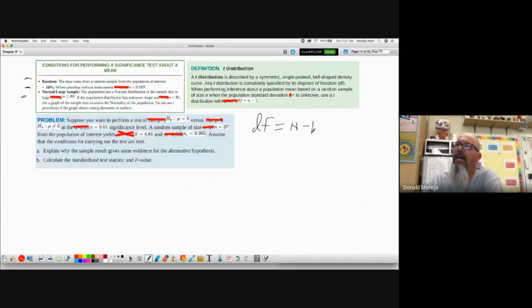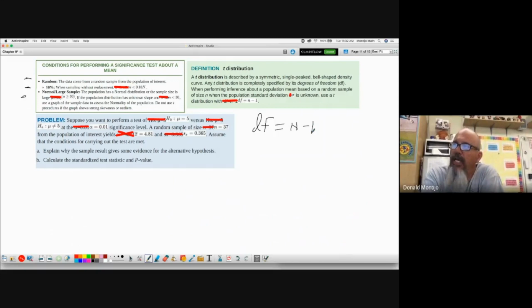Right now, we just have to know, how does this t distribution work? Okay. Super important that we find the degrees of freedom, because we will not be able to use the table to answer these questions if we don't know what the degrees of freedom are. So let's jump right in and look at an example.